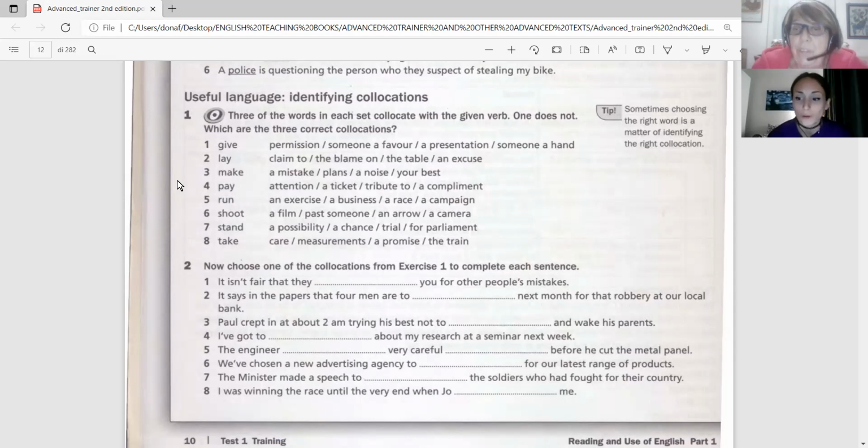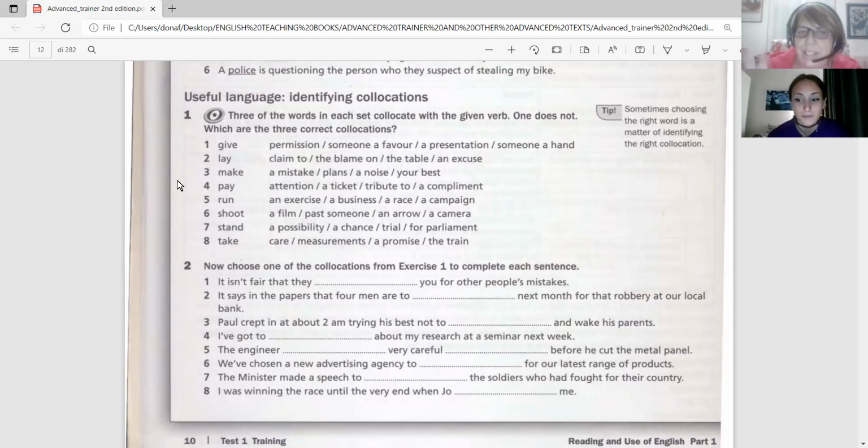Do someone a favor. Like in Italian, actually, this one. Now the word is lay. Many meanings. Allora, lay claim to. Claim to.